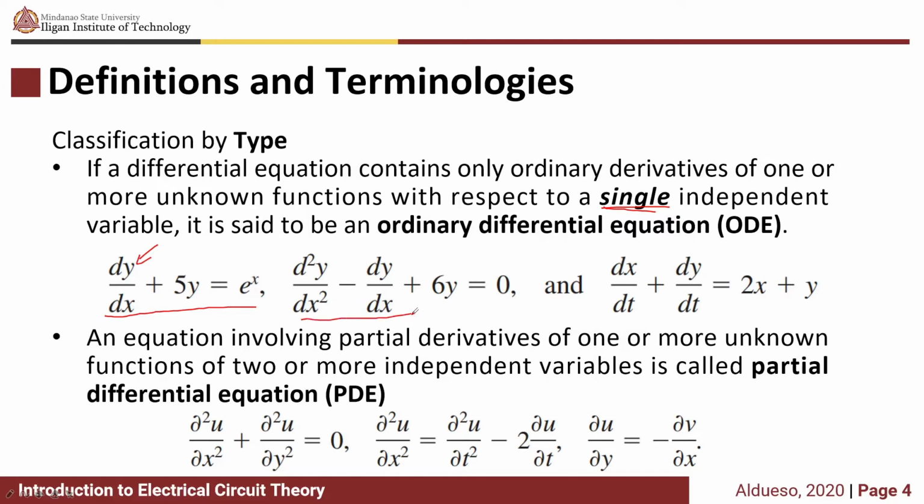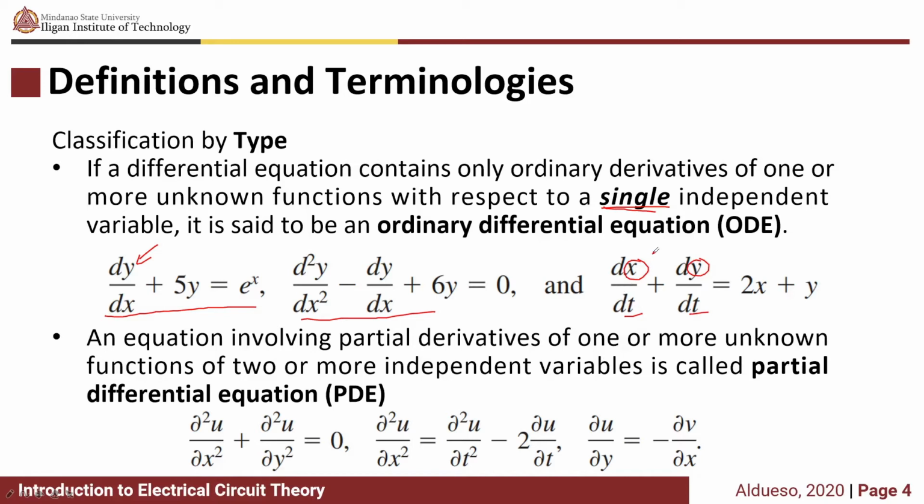This equation, we also have one dependent variable and one independent variable. Now for this equation, we have two dependent variables. We have x and y, and then one independent variable, which is t.